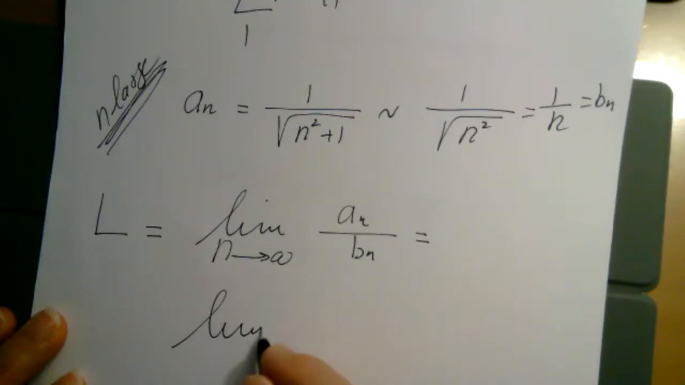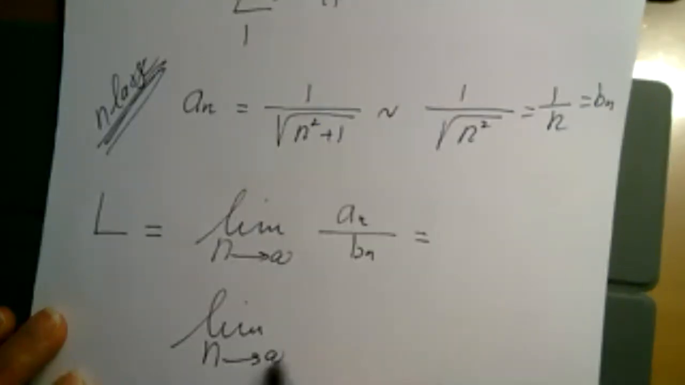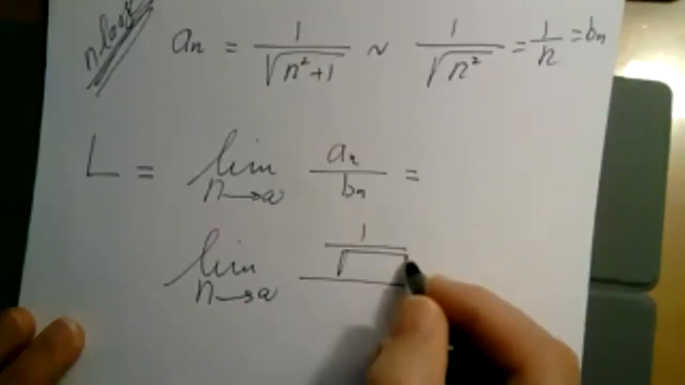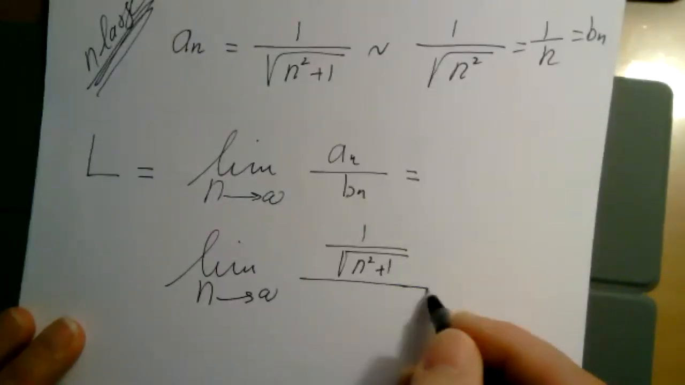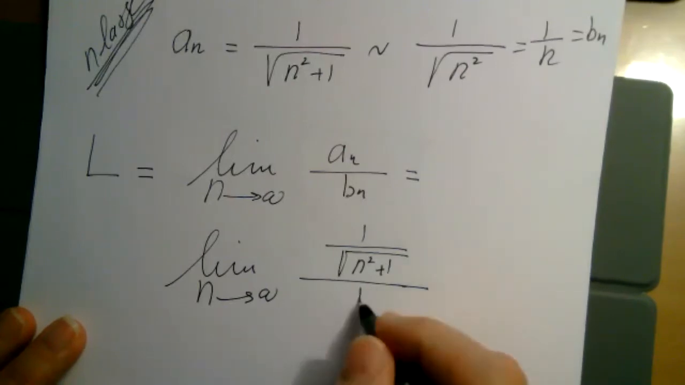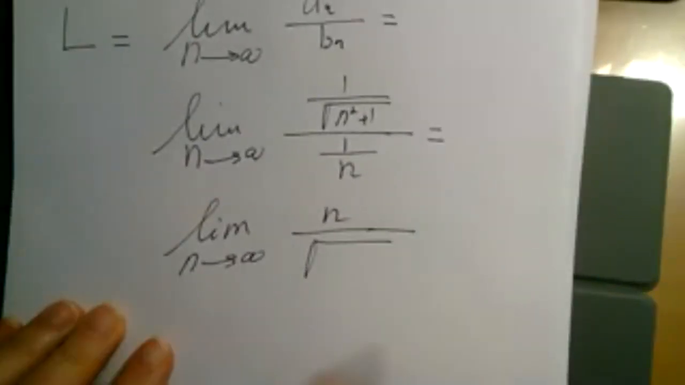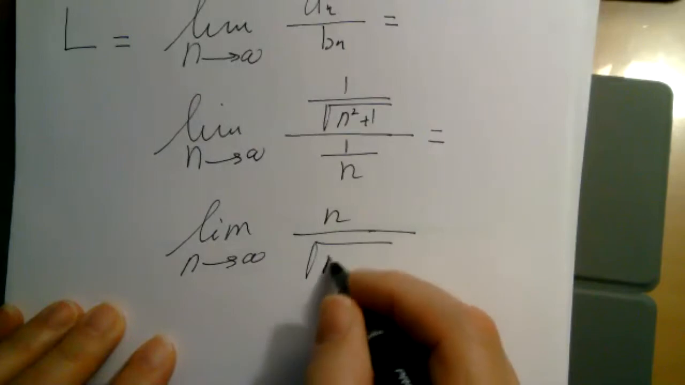So we're going to compute what happens when n goes to infinity of my an, which is 1 over the square root of n squared plus 1. My bn is 1 over n. So this is going to give me the following. The limit as n tends to infinity of n over the square root of n squared plus 1. So what's the limit of that?